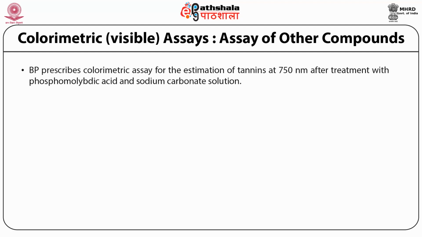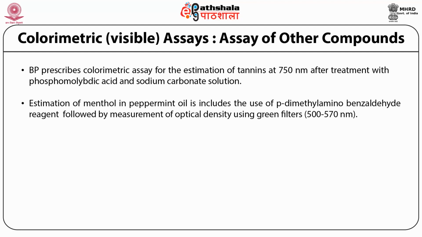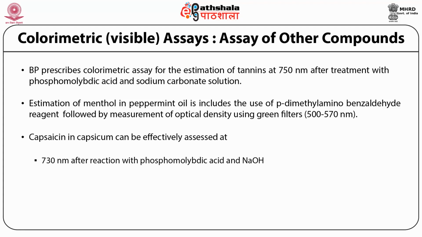There are several other compounds that can be estimated by colorimetric assays that use the visible region of the electromagnetic spectrum. The BP prescribes a colorimetric method for the estimation of tannins at 750 nanometers, which can be done after treatment with phosphomolybdic acid and sodium carbonate. Menthol in peppermint or mint oil can be estimated by the use of dimethylaminobenzaldehyde reagent, followed by measurement of optical density using green filters. And capsaicin in capsicum can also be effectively assessed by treatment of the sample with molybdic acid and NaOH and recording absorbance at 730 nanometers, or by reaction with diazobenzene sulfonic acid in sodium carbonate at 505 nanometers.